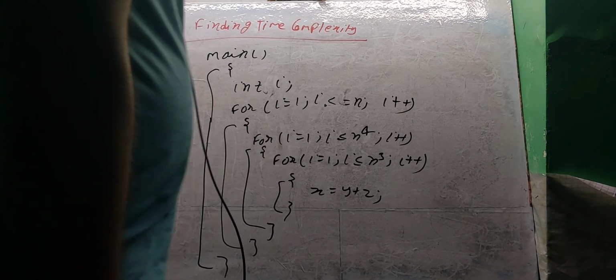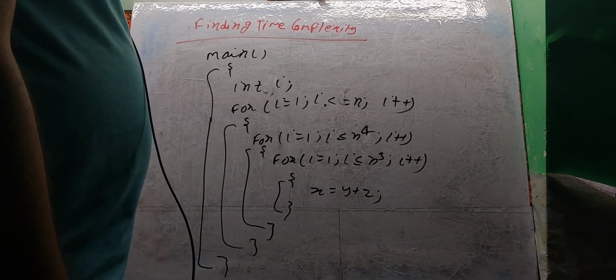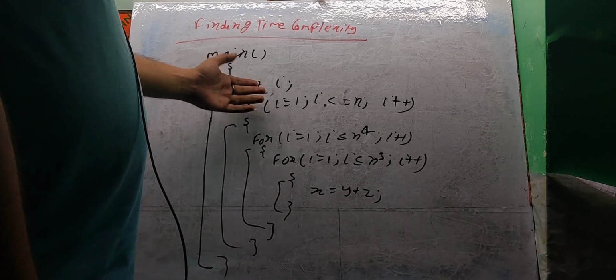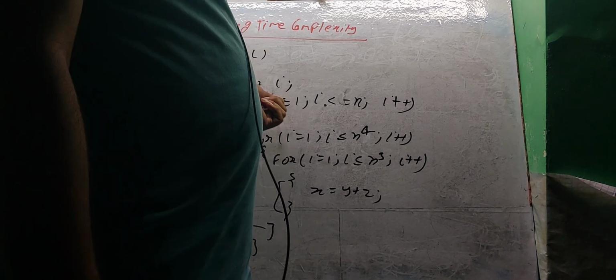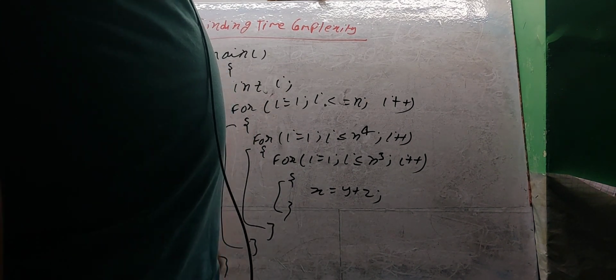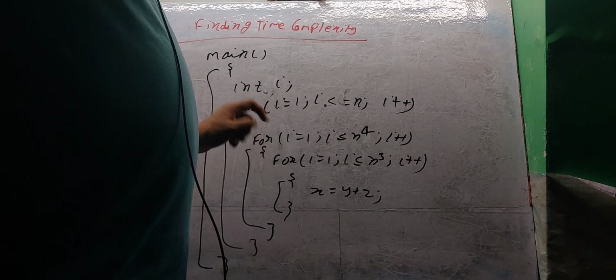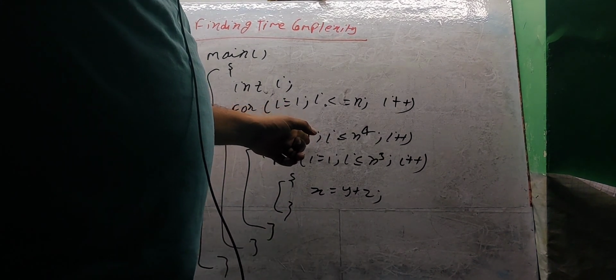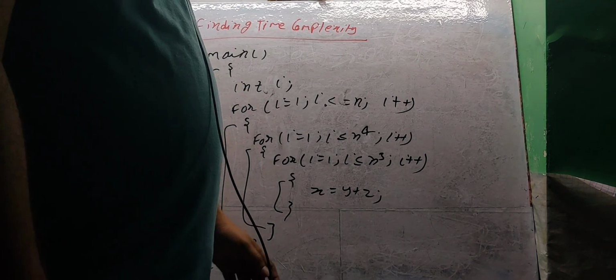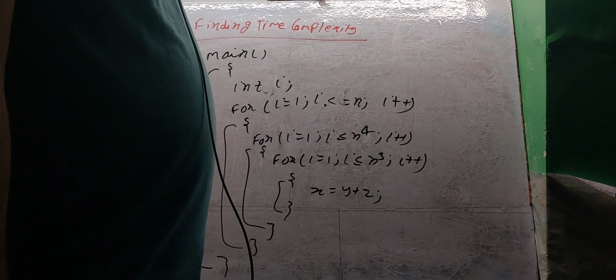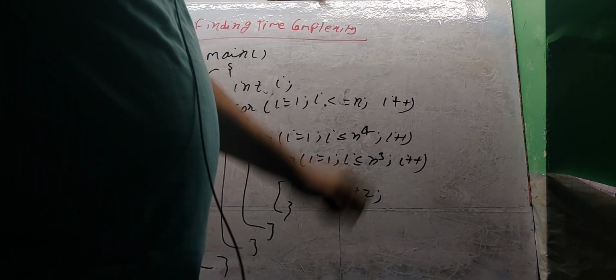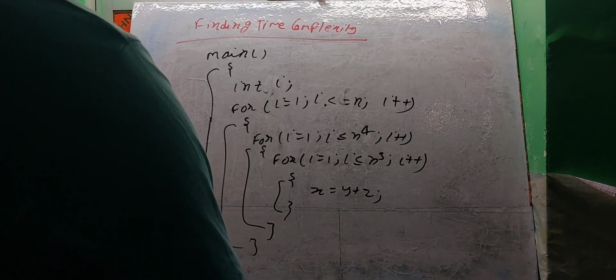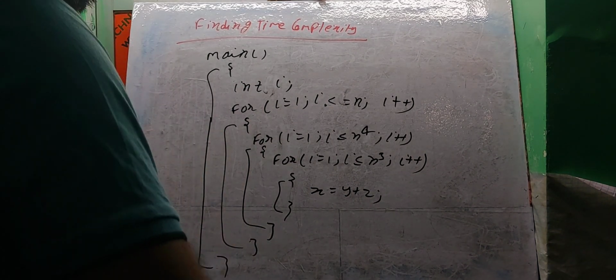Now let us try to solve this problem. In this problem, I is initialized here to 1, then I goes from 1 to n. Okay, no problem. In the second for loop, I is initialized again from 1 and goes till n to the power 4, and in the third loop it is again initialized to 1 and goes till n cube. Now consider this, and we will try to solve this problem.